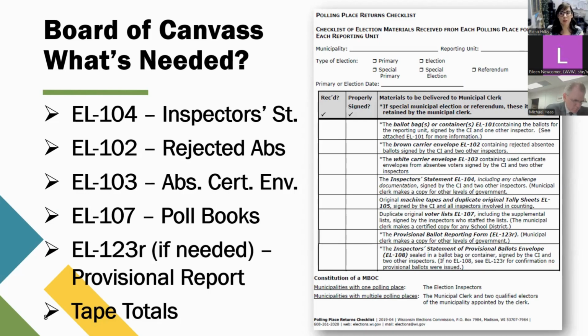So each document plays a specific role, and together they form the checks and balances that confirm the accuracy of the results. The Wisconsin Elections Commission provides really clear guidance on how these materials are reviewed, and we will take a look at that next.